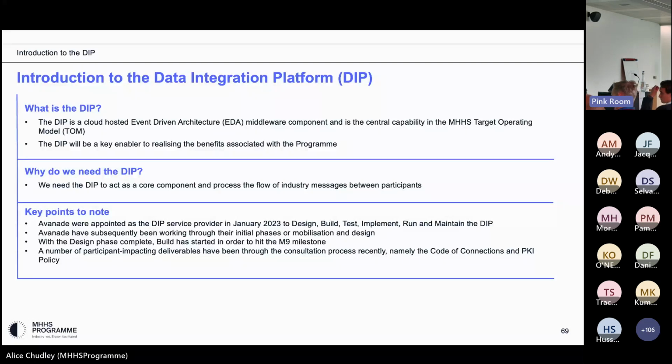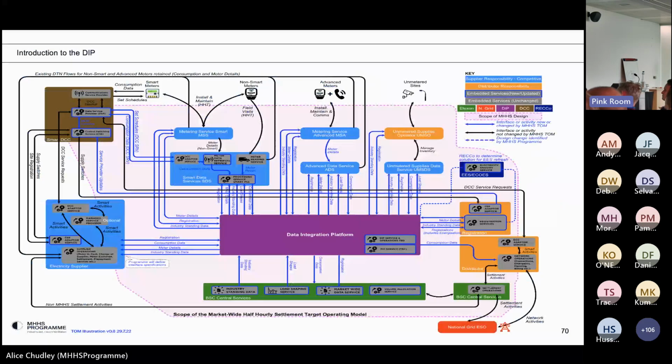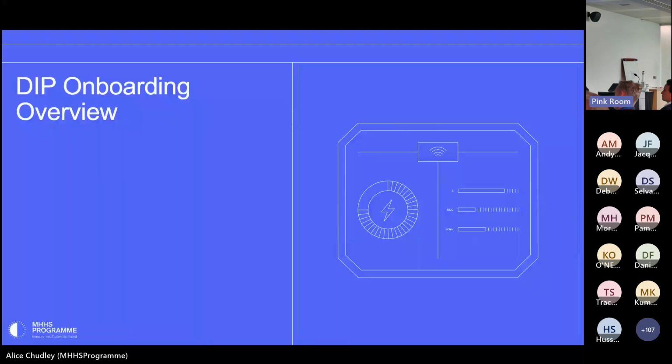Alice, if you want to just jump forward, and we'll show you the TOM again. There you go. So it's that big purple box that sits in the middle and processes all of the different industry flows. That's the generic overview of the DIP. Today we're here to talk about the onboarding process. So what does it mean for you as participants to get from a point of currently not being on the DIP to being on the DIP and then utilising it moving forward. So I'll hand over to Chris to start with, who'll talk you through the high-level overview, and then the other guys will talk you through some of the technical parts as well.